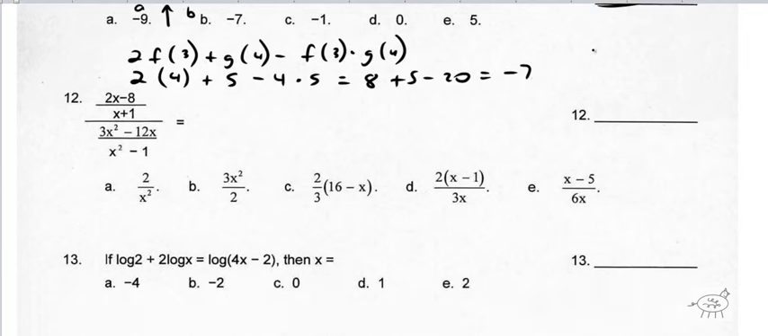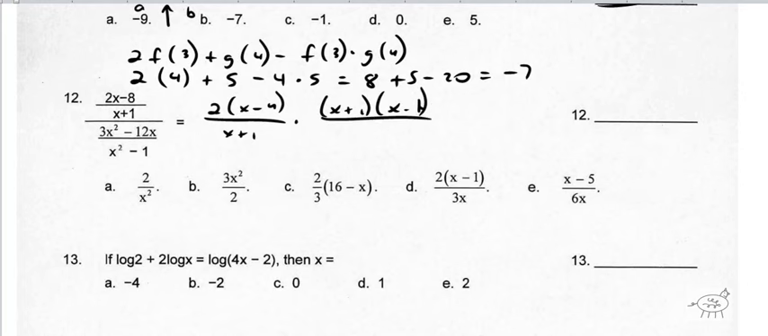Okay. This guy right here, you're definitely going to have to write as multiplication and then factor. So it's 2x minus 4 over x plus 1. That's x squared minus 1 on top, so it's x plus 1, x minus 1. And on the bottom, I can factor out a 3x, and I get x minus 4. So x minus 4's cancel, x plus 1's cancel, and I have 2x minus 1 over 3x. Okay, which is D.